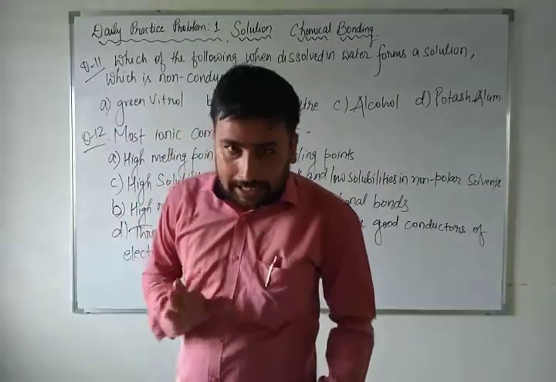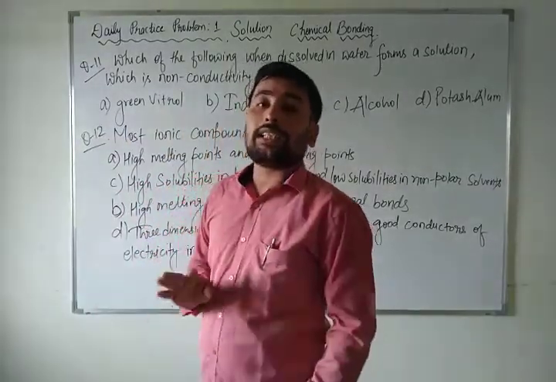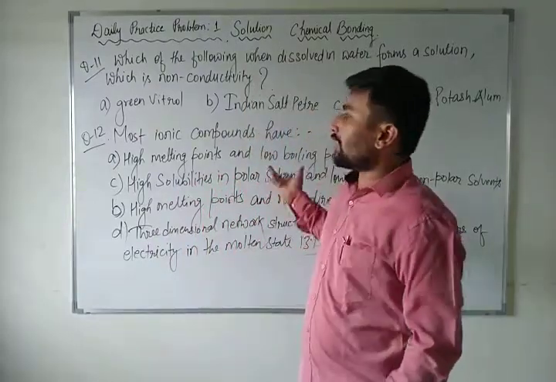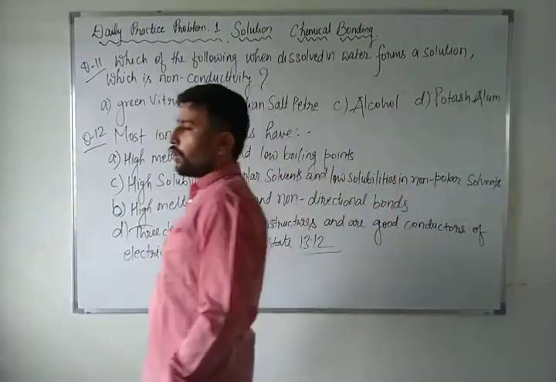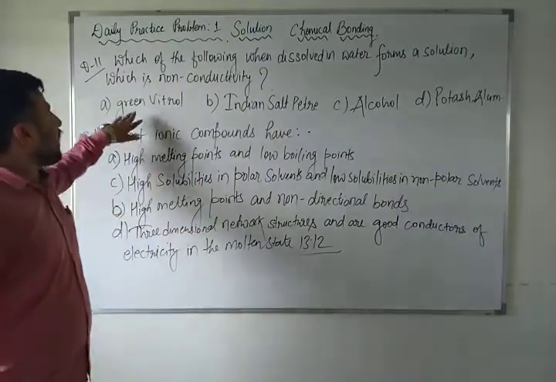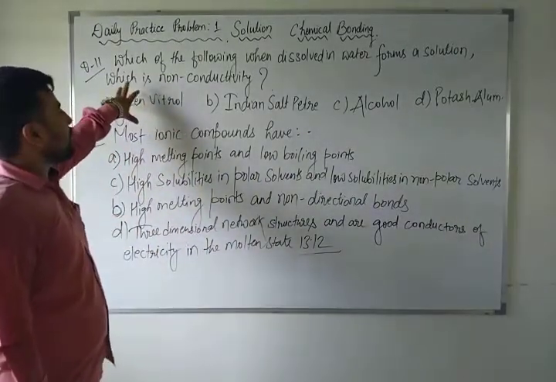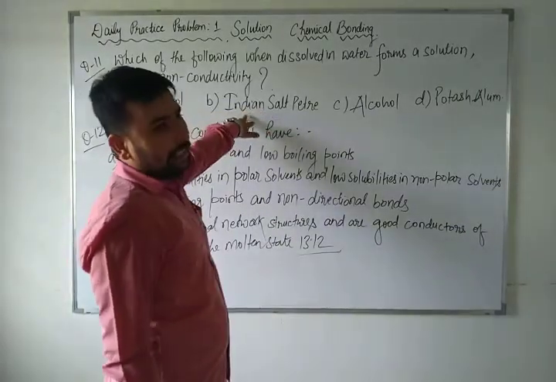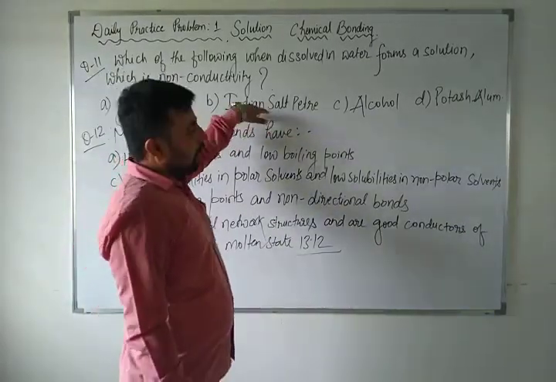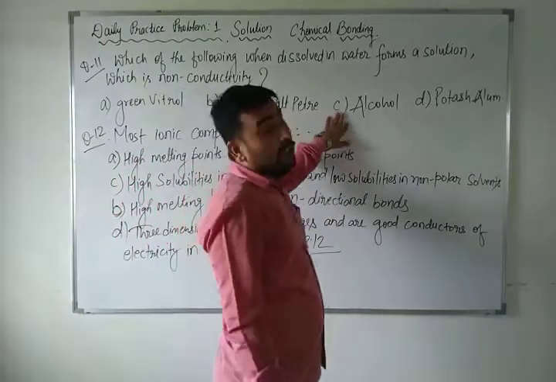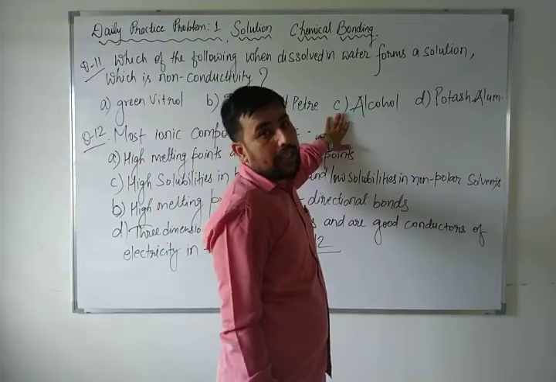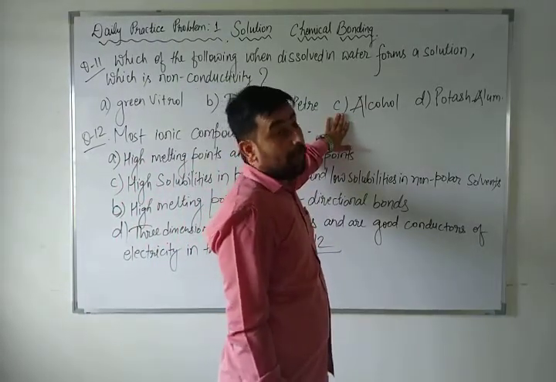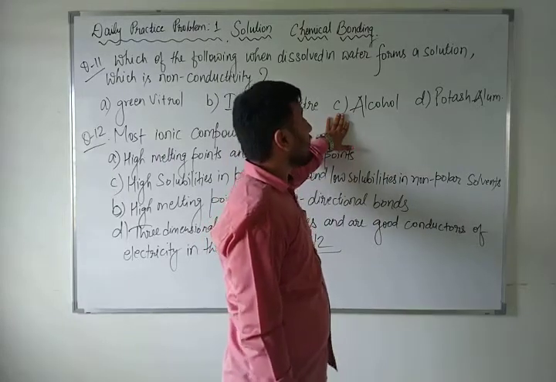Conductivity means it is an ionic compound, and non-conductivity means it is a covalent compound. So just find green vitriol, FeSO4·7H2O. We'll just remember FeSO4·7H2O. Green vitriol is an ionic compound. Indian salt petre means NaNO3, sodium nitrate. Here also, alcohol, C2H5OH, ethanol. Yes, it is an organic compound. Organic compounds do not conduct electricity.